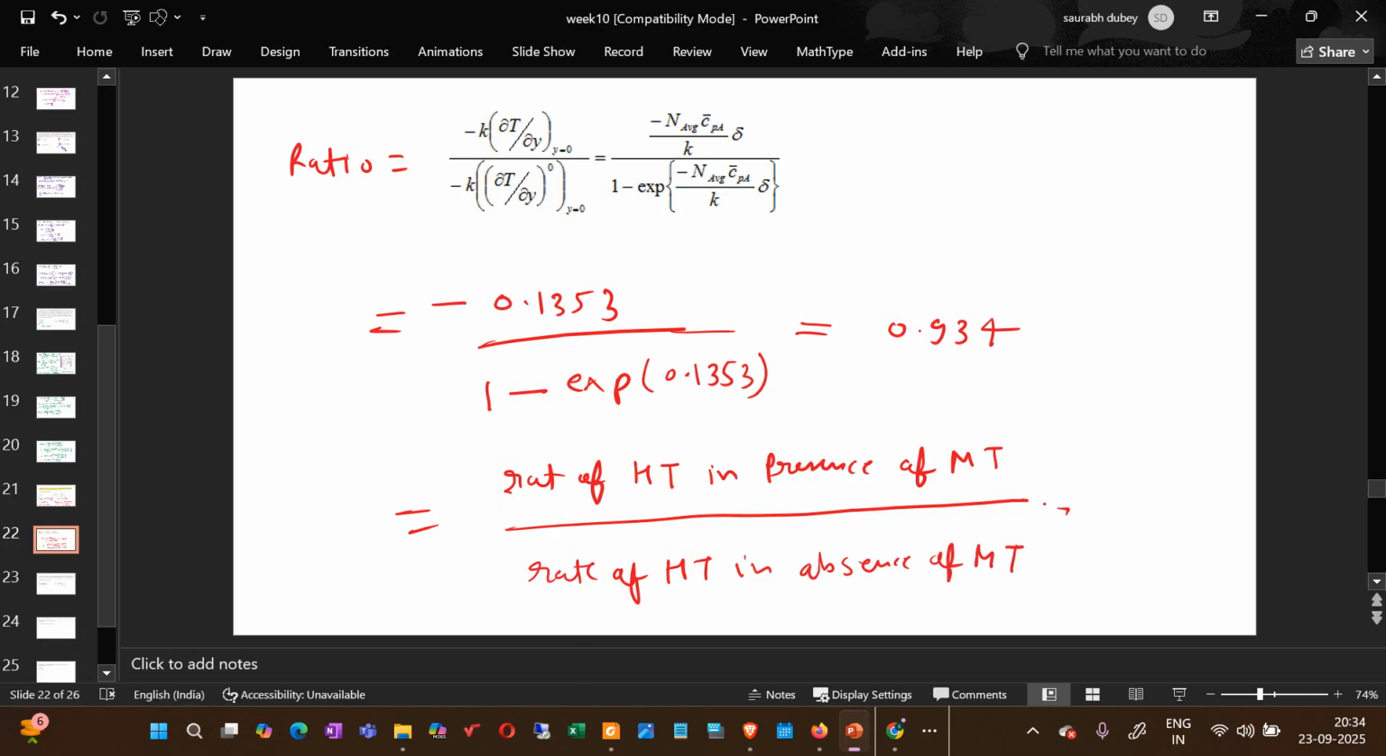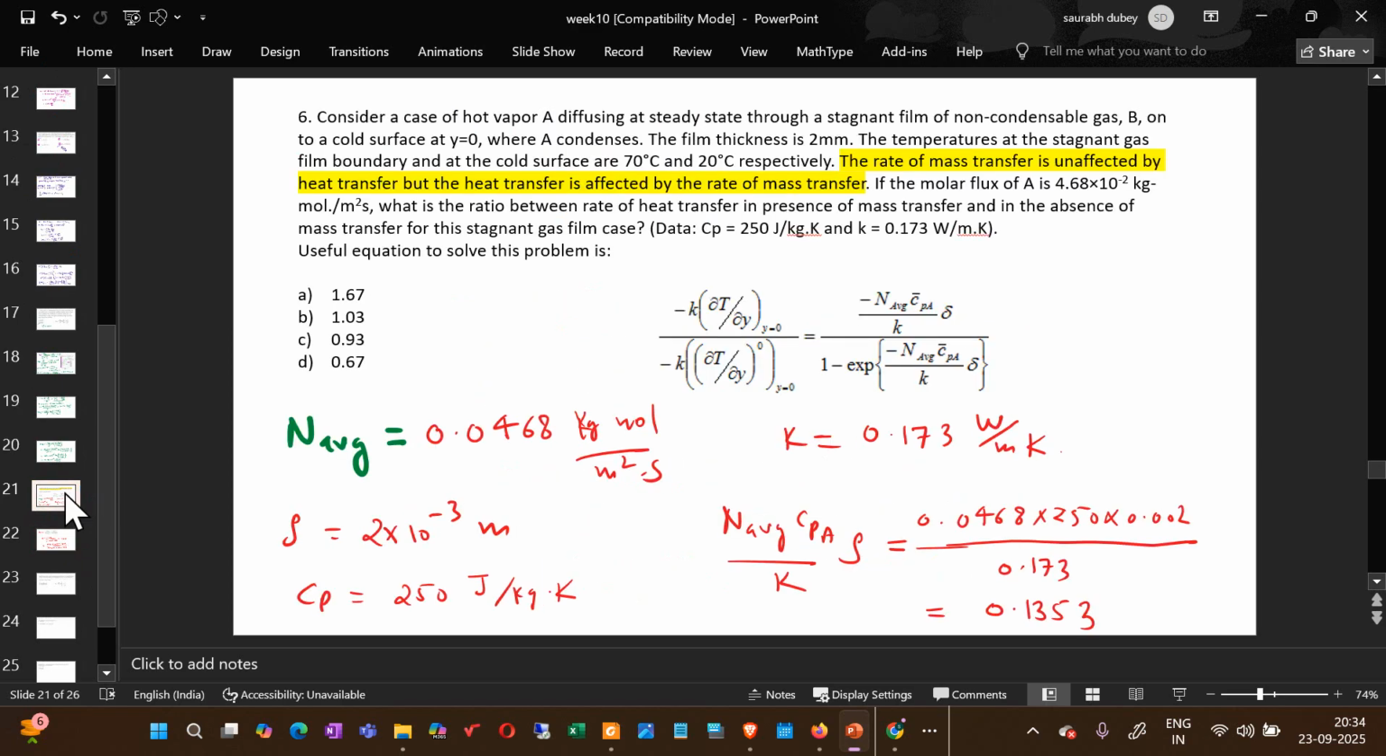So which answer is correct? 0.934. C is correct.